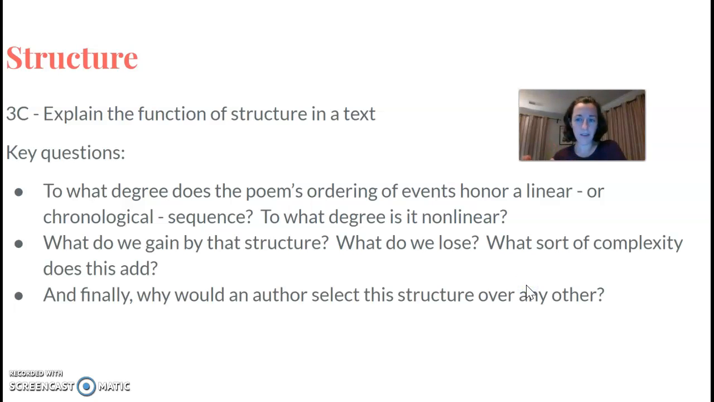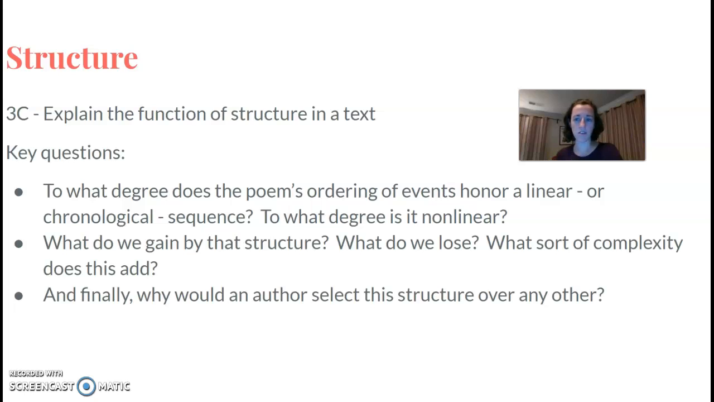So the standard really that drives this assignment is structure, 3C in the world of AP literature. So we're going to the third standard of our 7, and that third standard is all about structure, how something is designed. The key questions when it comes to poetry are similar to what we'll use with prose. To what degree does the poem's ordering of events follow something linear or something logical? To what degree is it nonlinear or maybe snapshots, something avant-garde? Poetry can do so many things in the world of structure.